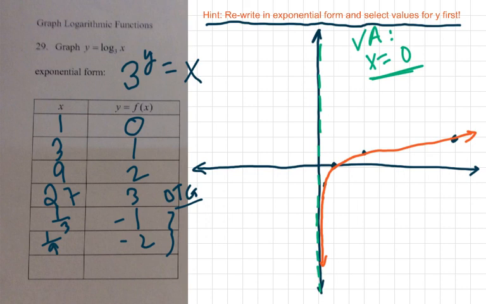Now remember, exponential functions had a horizontal asymptote at y equals 0, unless it was shifted up or down. So these are inverse functions. So it should make sense that if this is a reflection over the line y equals x, and I had a horizontal asymptote on an exponential function, then I should have a vertical asymptote on a logarithmic function.